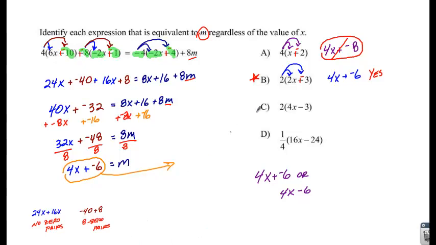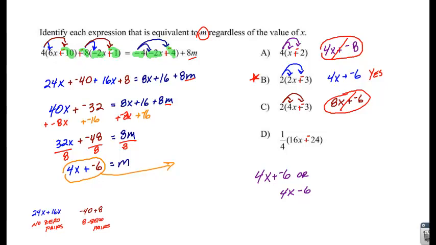Letter C. Again, let's make sure we make that adding the opposite. I'm going to come down to D, and I'm going to do it right now just because I know I have to do it eventually. 2 times 4x, 8x. 2 times negative 3 is plus negative 6. We have the plus negative 6, but we have an 8x instead of a 4x. Not a solution.